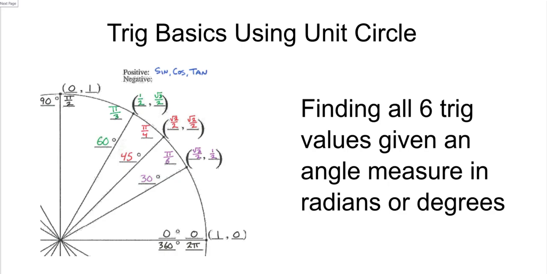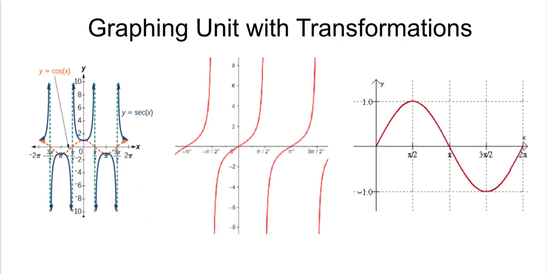And we do the inverse. Given a ratio, what could potential angle measures be that would give you that? Then we move on to another unit, the graphing unit. Again, we do transformations as well as the parent function of each of these. You see here the secant function on your left, tangent in the middle, and the sine wave on the right. We do a lot with sine and cosine because that also gives you your secant and cosecant.